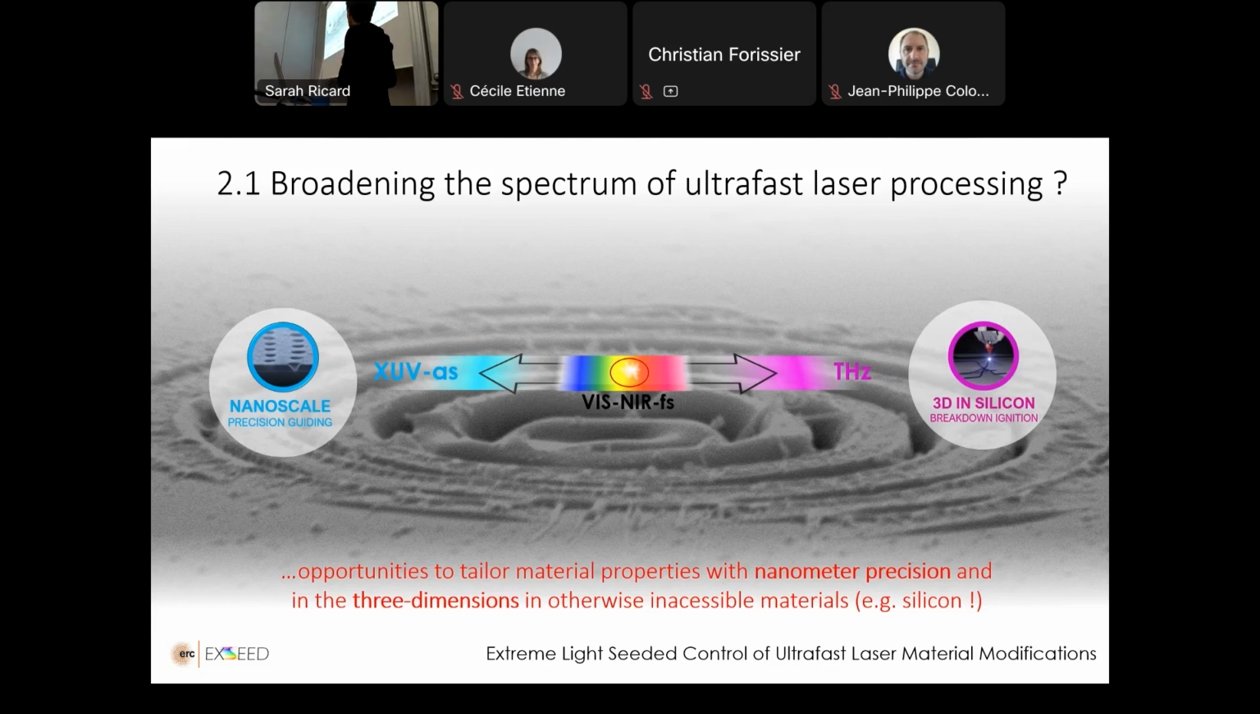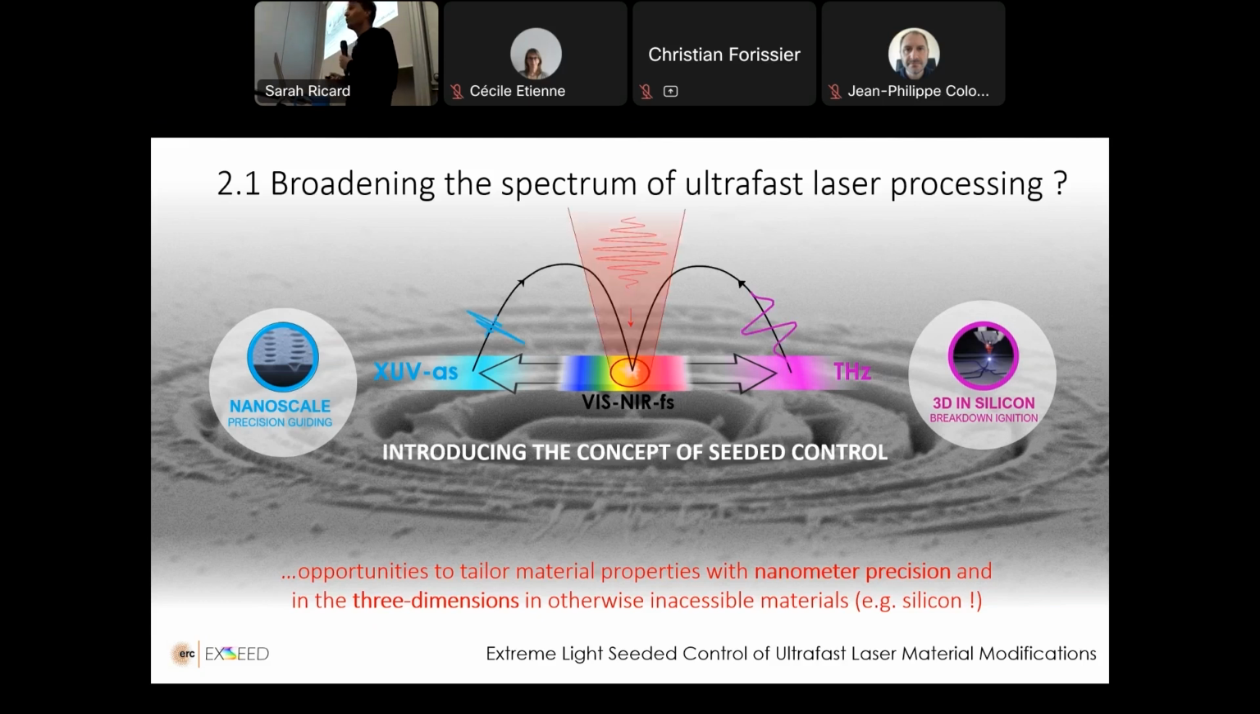To illustrate that, we work, for instance, on what people call seeded control strategies, which consist in not directly using the extreme radiation to modify the material, but to use this extreme radiation to pre-ionize the material. And then we can rely on the non-converted part of the light to deposit the energy in the pre-ionized material. And in that case, we can expect to benefit from all types of radiations.